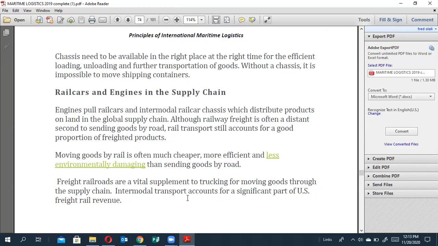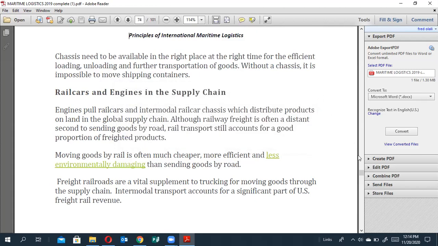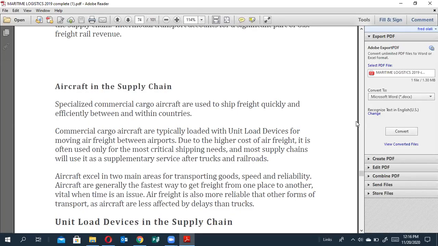Through the supply chain, intermodal transport accounts for a significant part of U.S. rail freight revenue. So it accounts for a good number of the revenue attained in the U.S. because of these rail freights. Now, what role do aircraft play in the supply chain? We have specialized commercial cargo aircraft that are used to ship freight quickly and efficiently between and within countries.